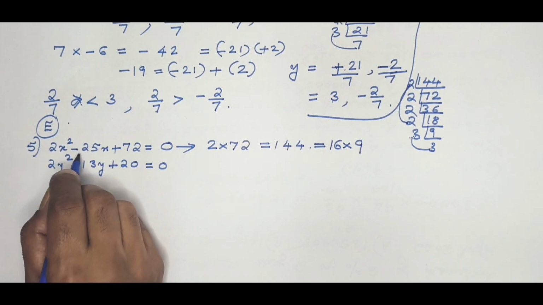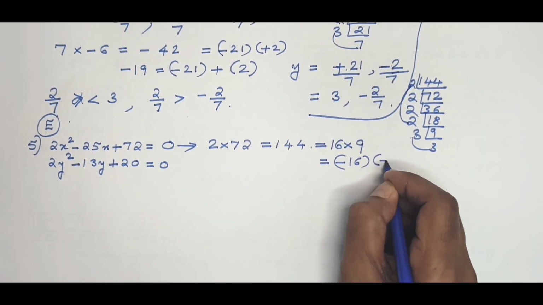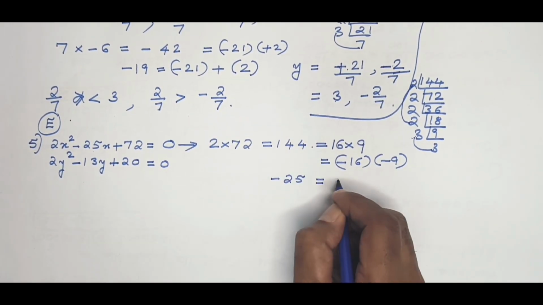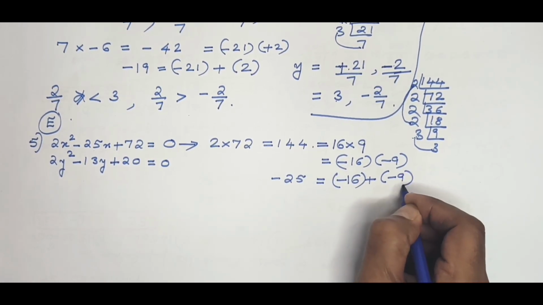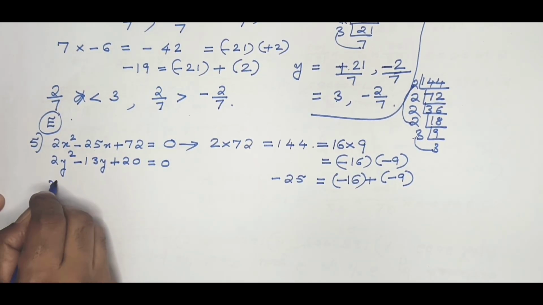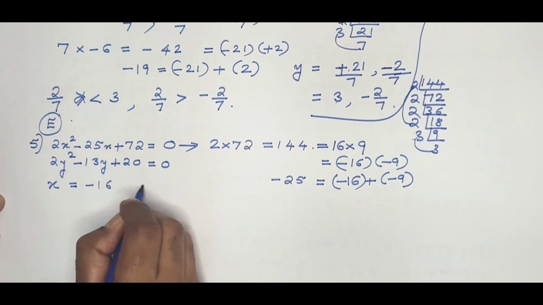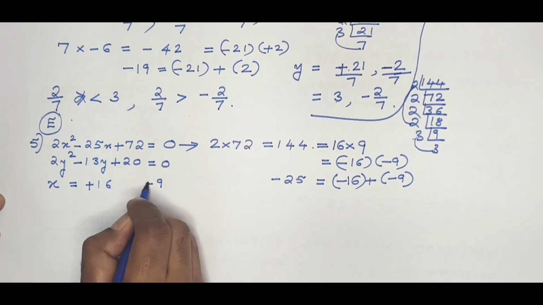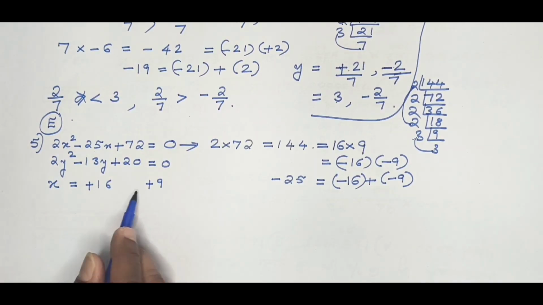We should get minus 25. So what do you do? You will write this as minus 16 minus 9. So that minus 25 will be equal to minus 16 plus minus 9. So the numbers are minus 16 and minus 9. So x is equal to, you write first minus 16, minus 9. Then change the signs into, in this case, plus, because originally both of them are minus, so both of them become plus.